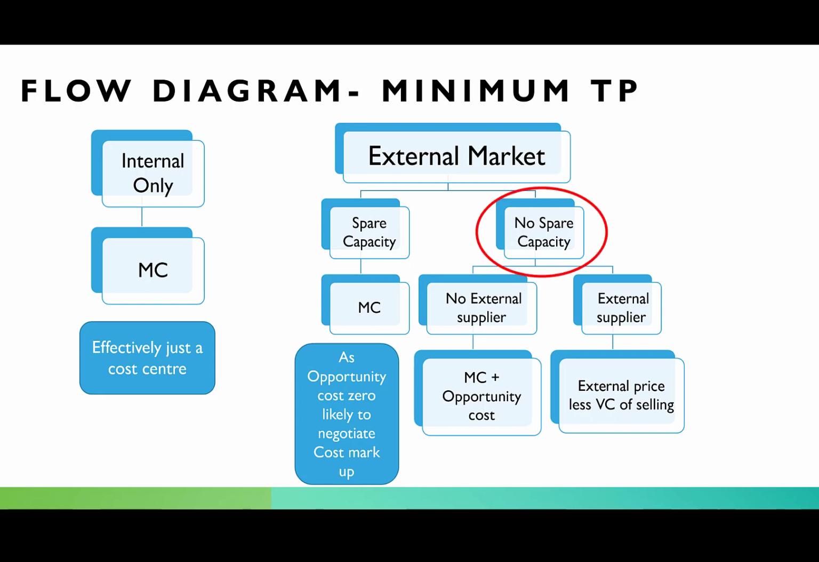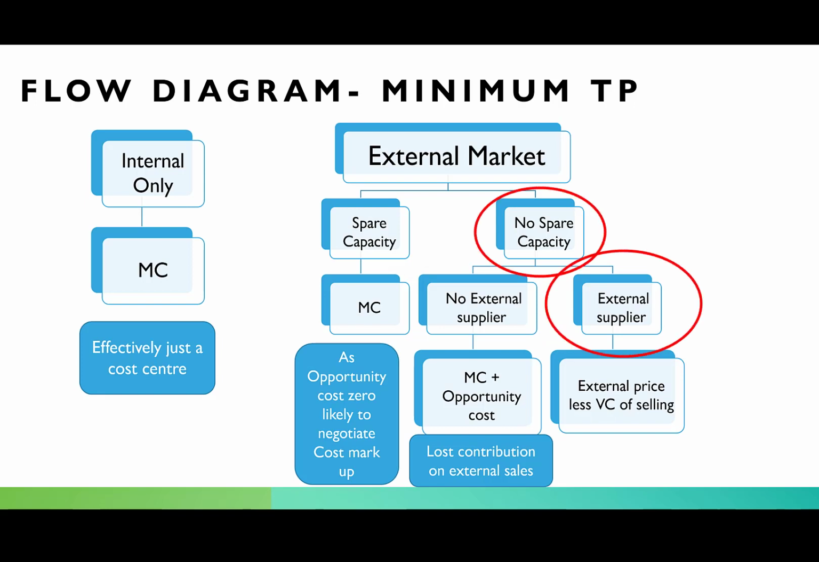But remember, this is the minimum price. If there's no spare capacity and no external supplier, then the minimum price will be the marginal cost plus the opportunity cost, due to the loss contribution on external sales. If there's no spare capacity and there's an external supplier, then the price is the external price less the variable cost of selling. That's if the external supply price is cheaper than the selling division's.